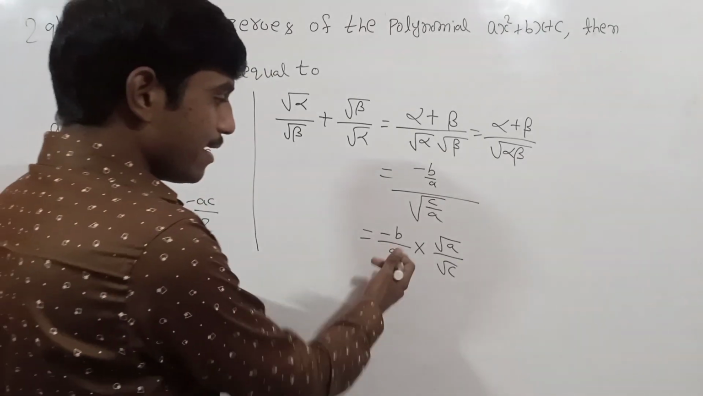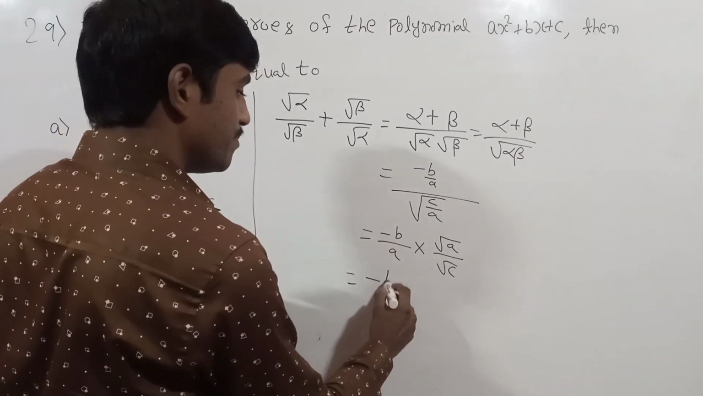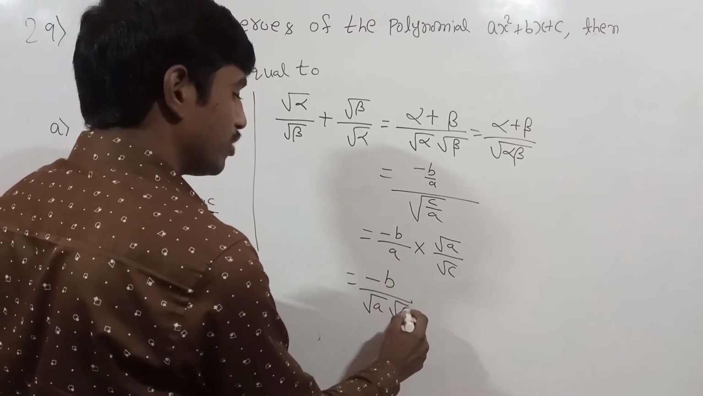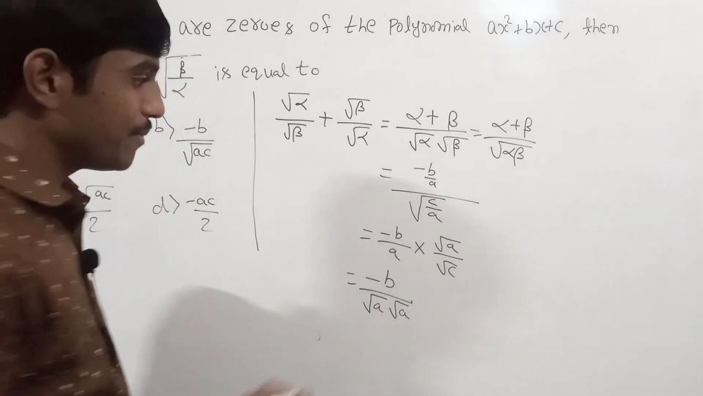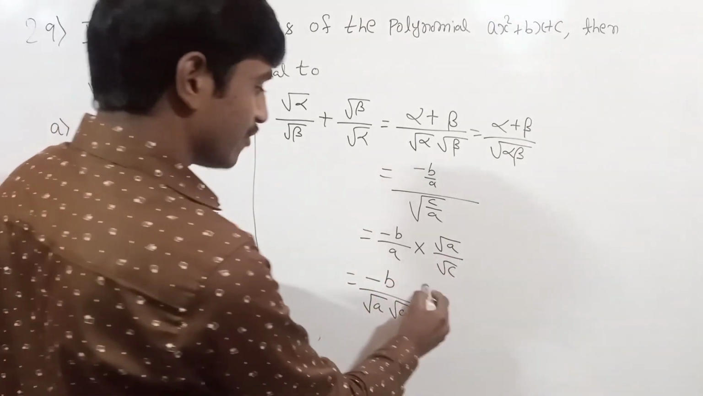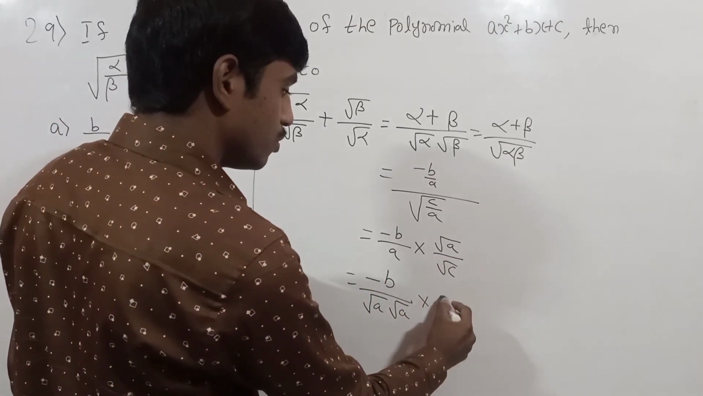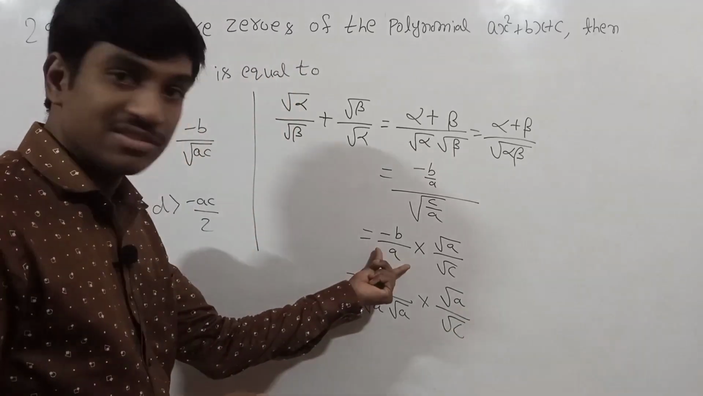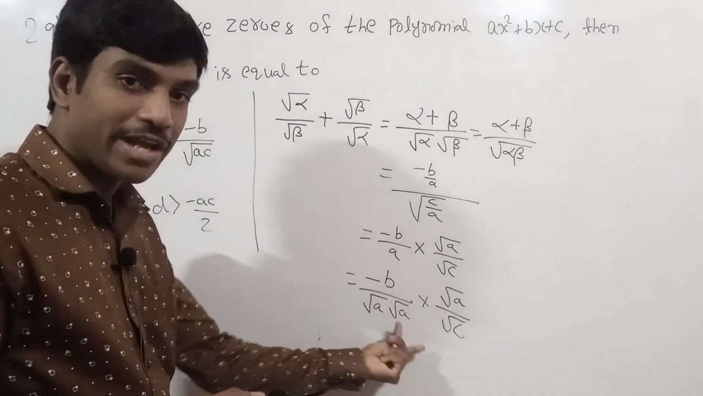Now this a in the denominator I can write as root a into root a, because here root a is there, we can cancel it, that's the reason. So minus b divided by root a into root a, times root a by root c. So I have just changed this, that is, in place of a I have written root a into root a.